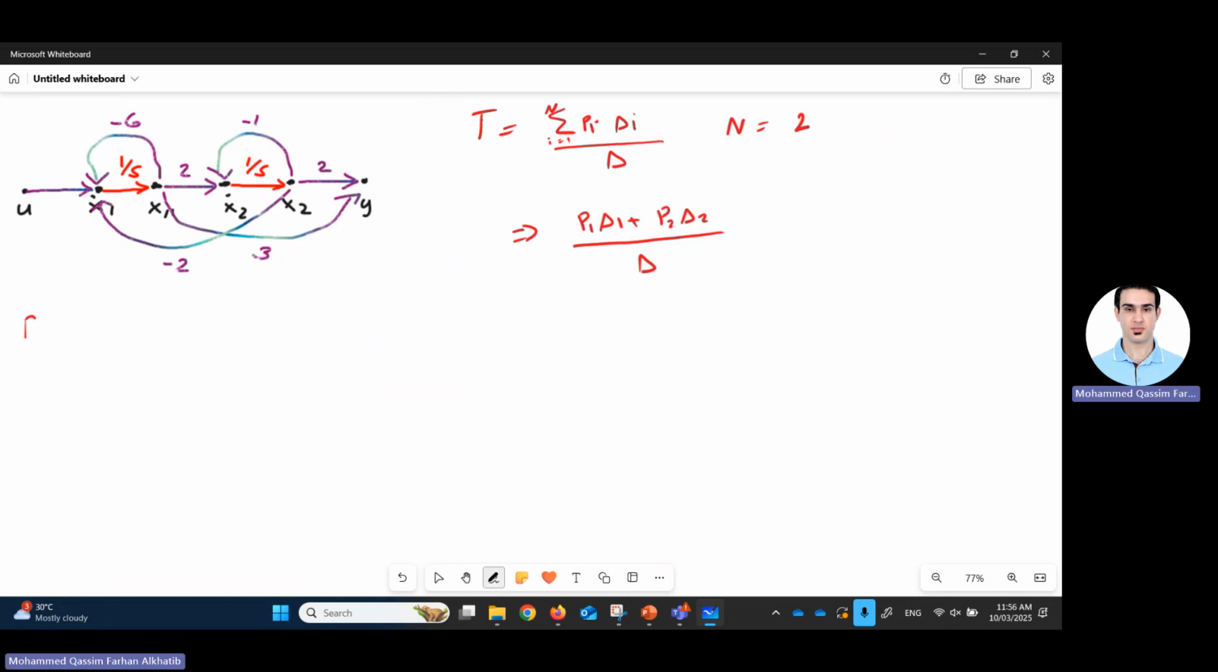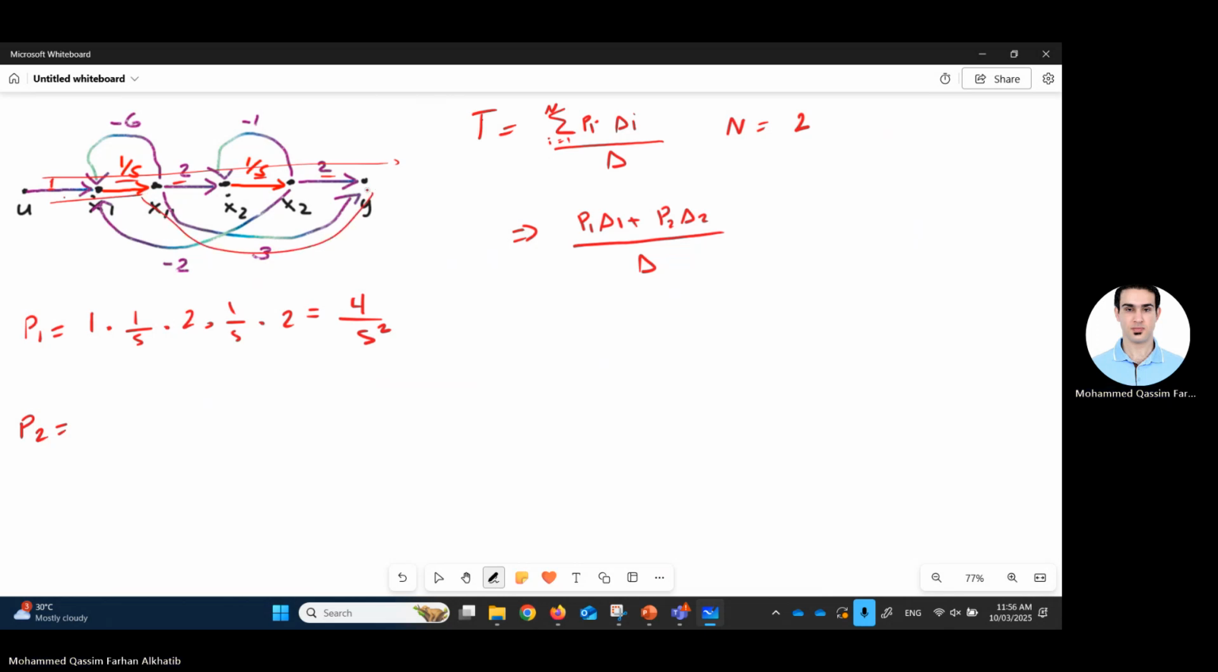All right, now P1, the first path, equals what? This whole straight path here. So this one says there is a number, that's a 1. Now 1 times 1 over s times 2 times 1 over s times 2. And that's going to be equal to 4 over s squared. Second path, we said is going to be this one here. So 1 times 1 over s times 3. That's going to be 6 over s. That's the second path.